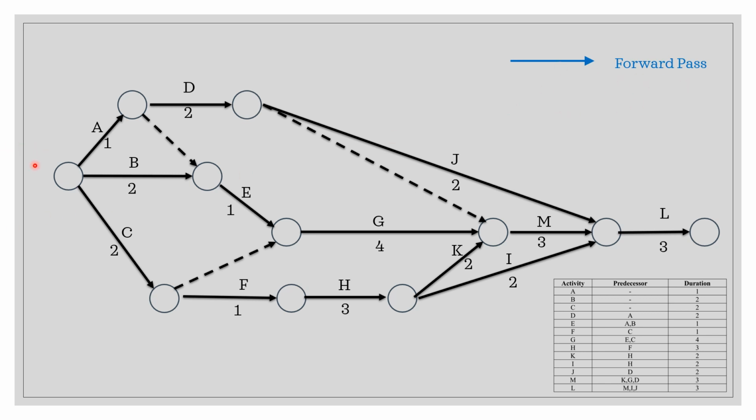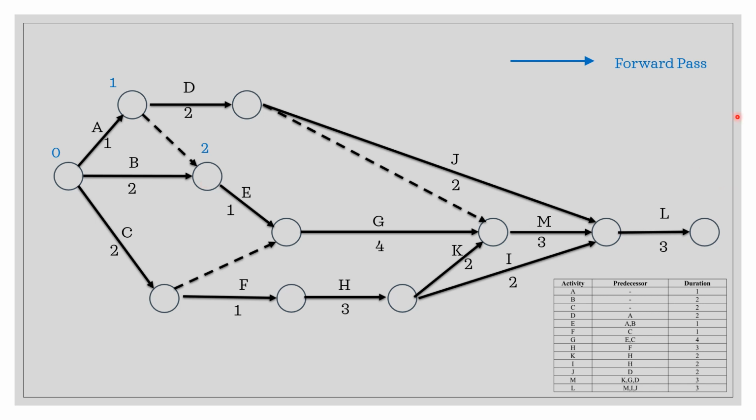Forward pass is where you start from your left to your right. So we start from 0. You can start with any number, 0, 1, 10, 20, but it's best to start with 0. So 0 plus 1. In order to get the early finish for activity A, you add the duration, so 0 plus 1 is 1. And 0 plus 2 gives you the early finish of activity B.